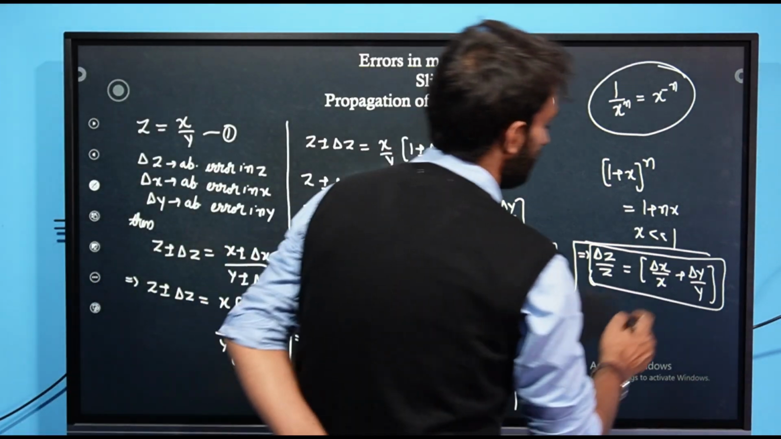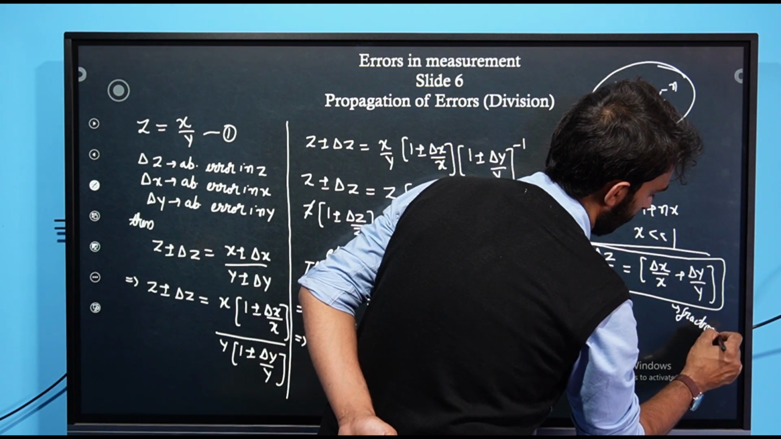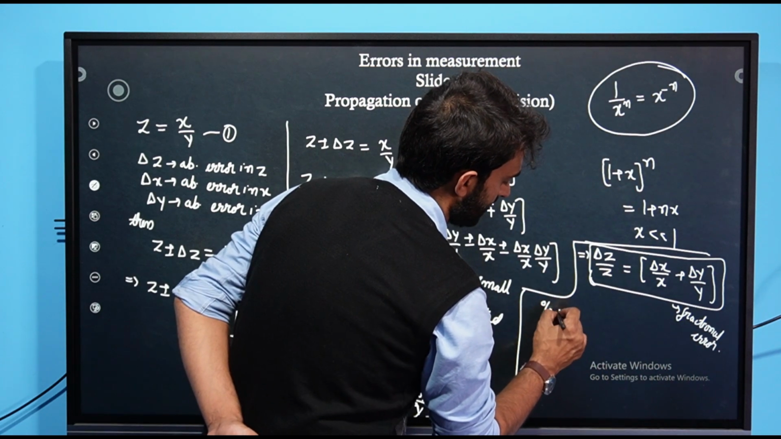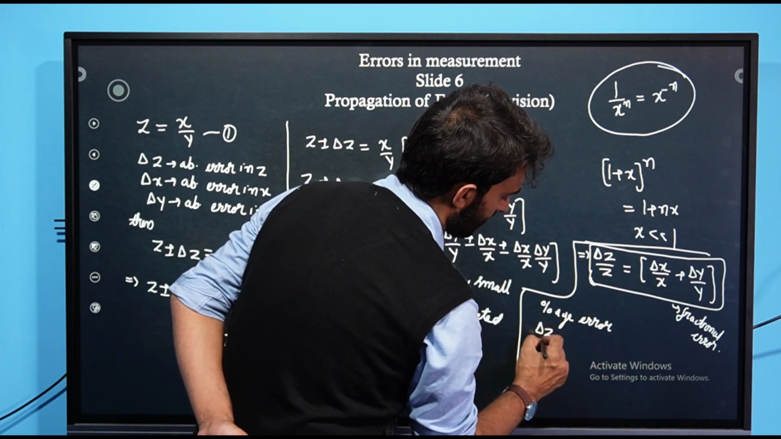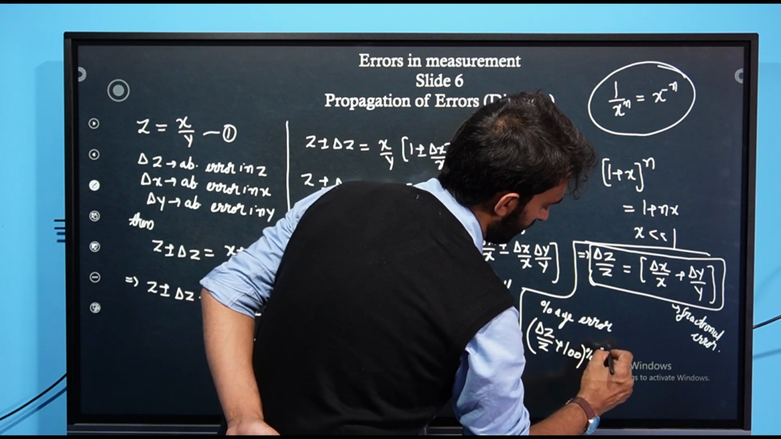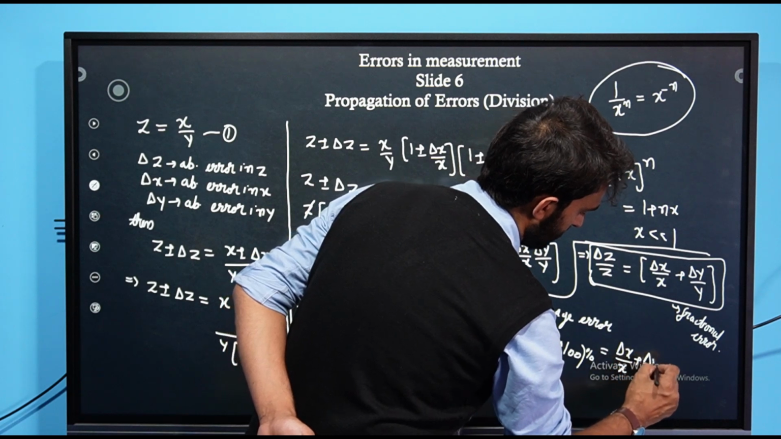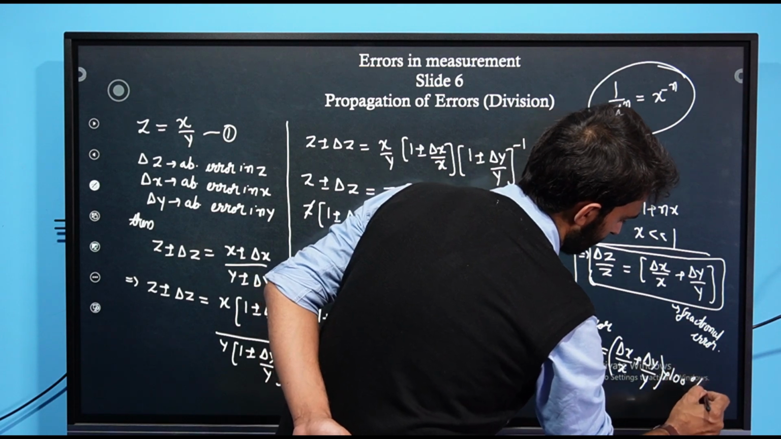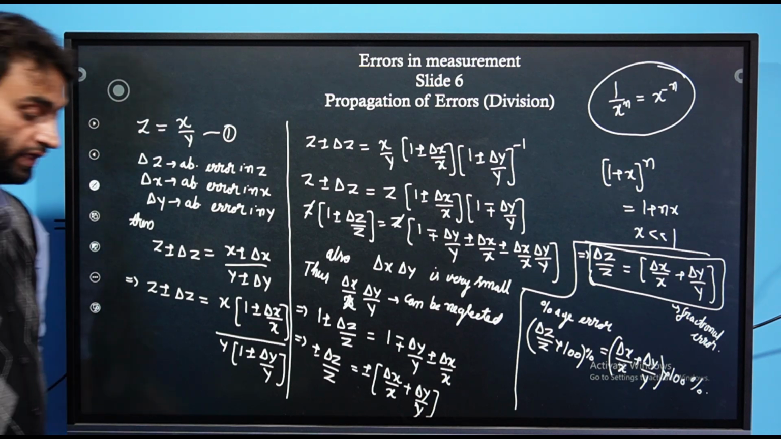Yes, that's fine. So this is the fractional error. So what will be the value of percentage error? If we see percentage error, we can write it as delta z by z multiplied by 100% will be equal to delta x by x plus delta y by y multiplied by 100 and the percent sign over here. So this will be the propagation of error in case of division.